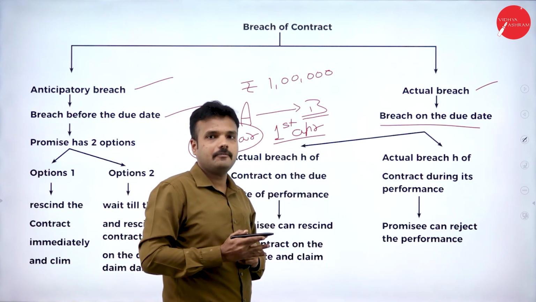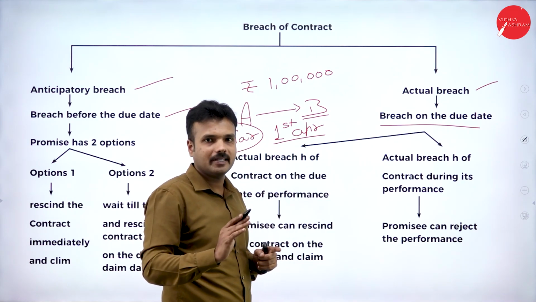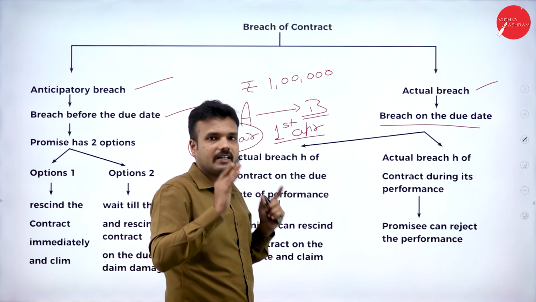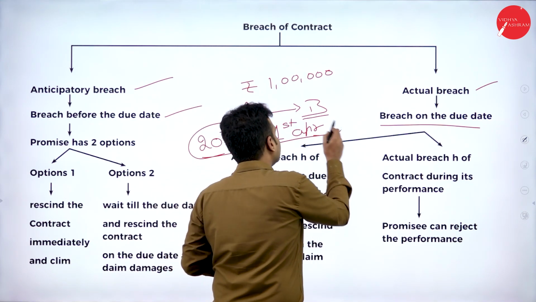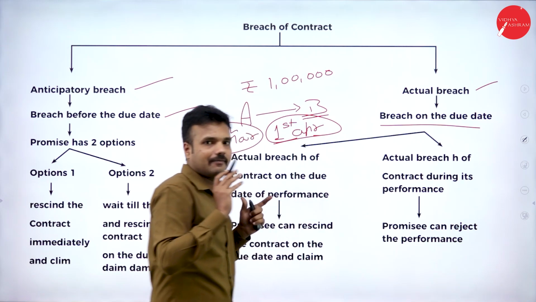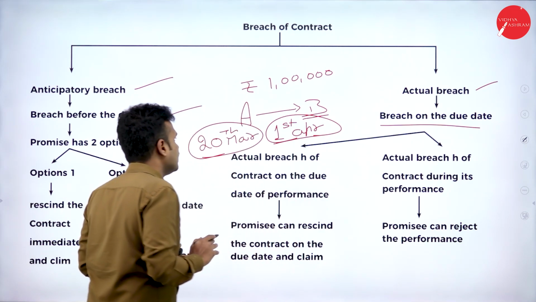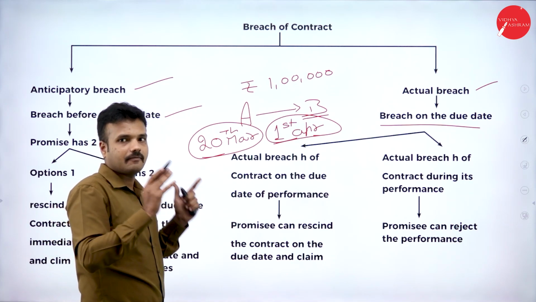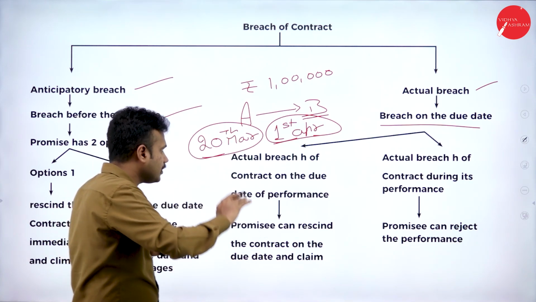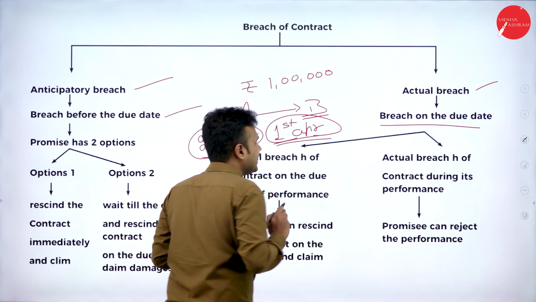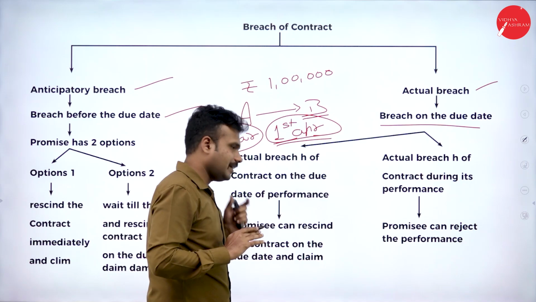Let me brief once more on anticipatory breach and actual breach. Actual breach means if any person refuses to purchase the property on the due date, that is 1st April. Anticipatory breach means one of the persons refuses to perform their obligation before the specified date or period of time.